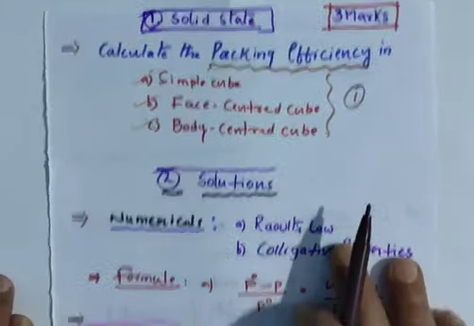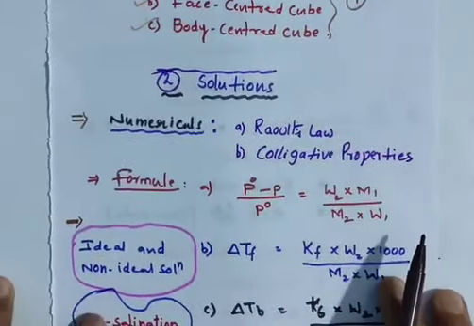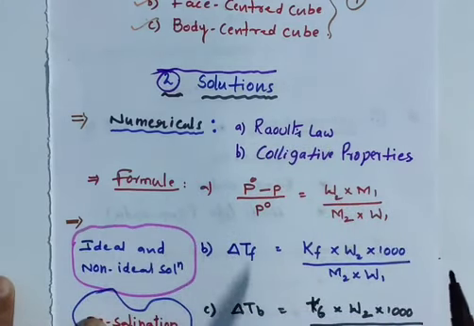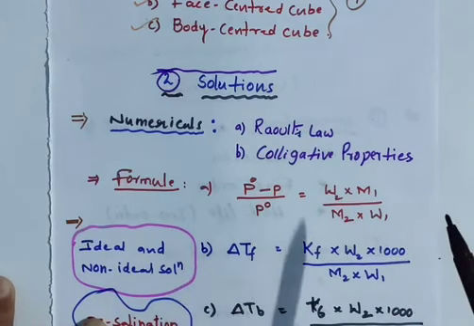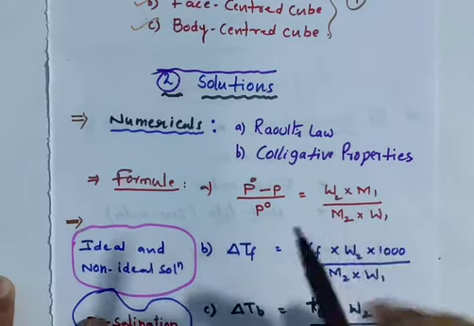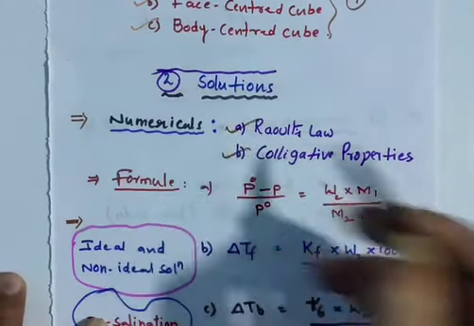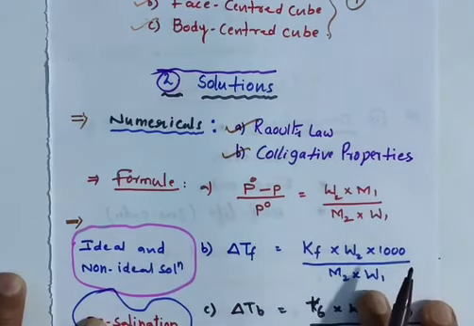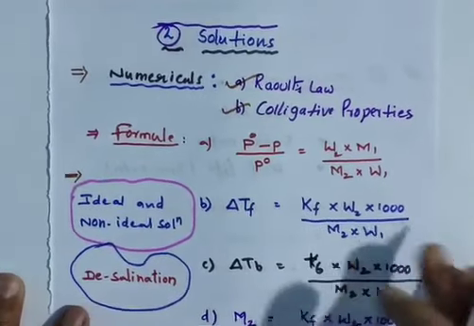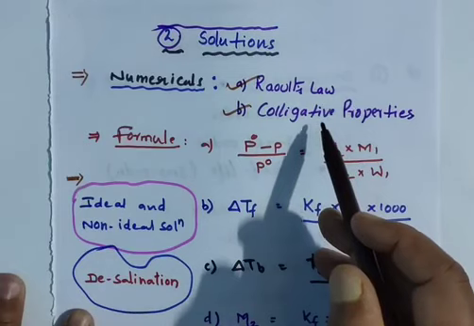Let's see another important topic, that is the solutions chapter. This is one of the most important topics for 1 mark questions also, and here I am explaining 3 marks questions. The 3 marks questions are based on Raoult's law and colligative properties. These are the 2 strong areas to get the question.